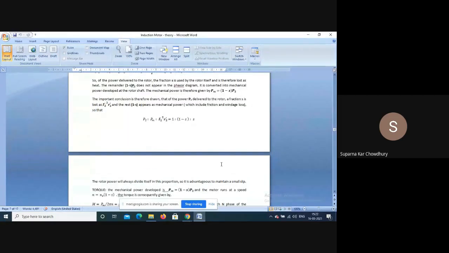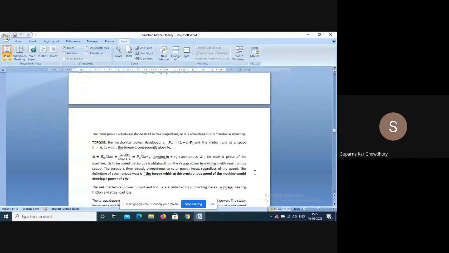This equation is true, independent of the assumptions and whatever simplifications we have considered. So the per phase torque is the per phase mechanical power divided by twice pi n, where n is the speed of the rotor. So (1 minus S) into P2 by N is Ns into (1 minus S), where S is the slip. So twice pi Ns into (1 minus S), so it is P2 by twice pi Ns.